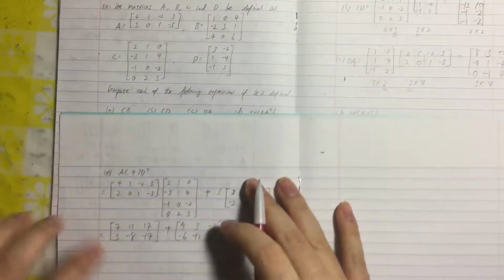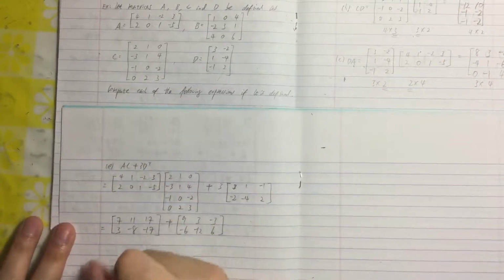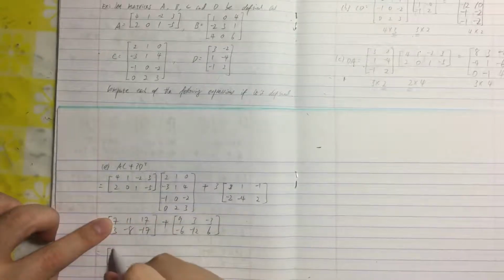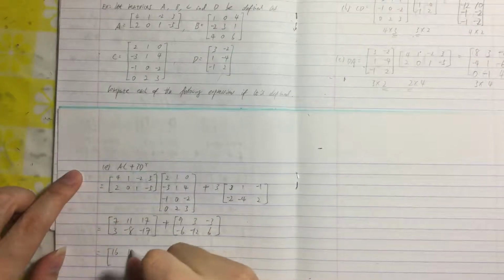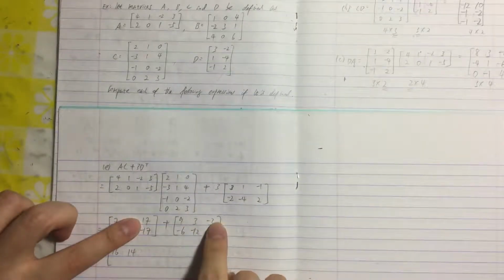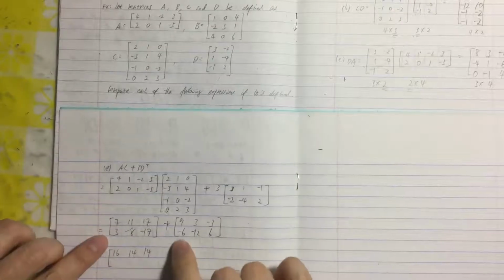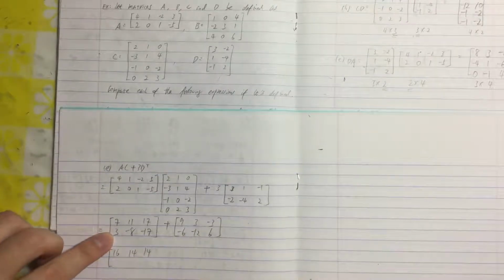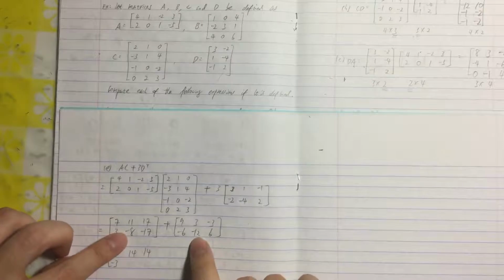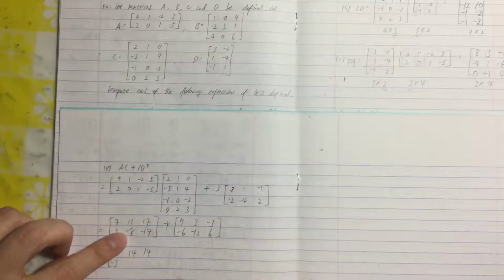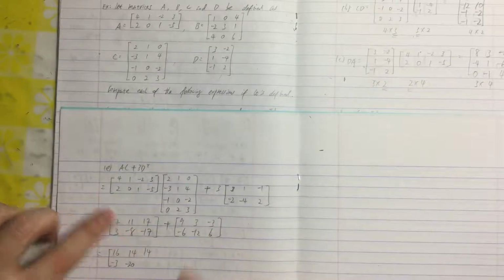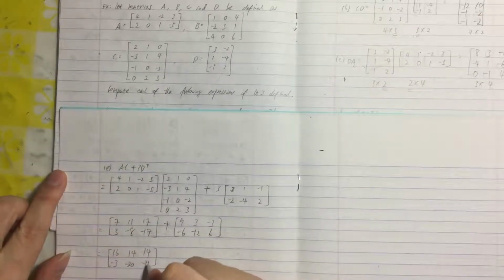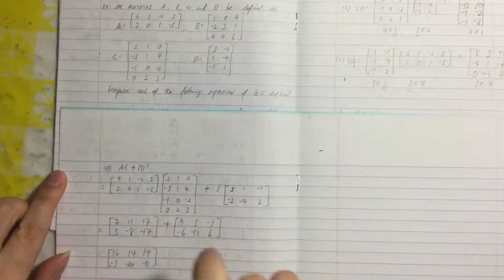Then, when we add matrices, we add the corresponding entries. 7 plus 9 is 16. 11 plus 3 is 14. 17 plus negative 3 is 14. 3 plus negative 6 is negative 3. Negative 8 plus negative 12 is negative 20. Negative 17 plus 6 is negative 11. That's the answer to part E.